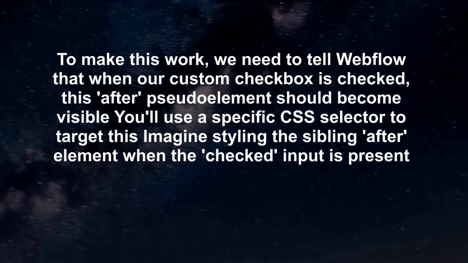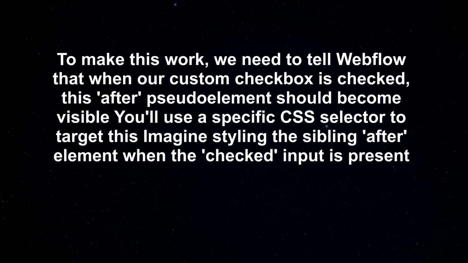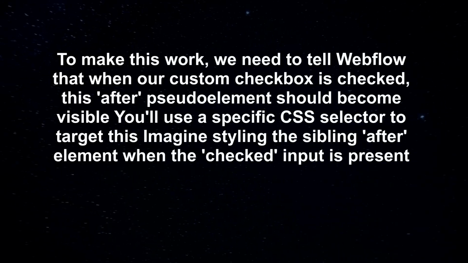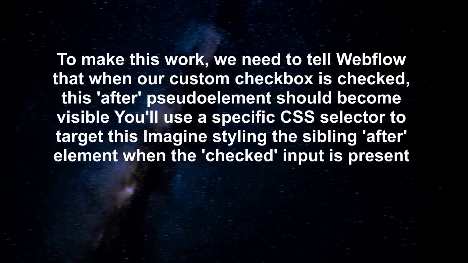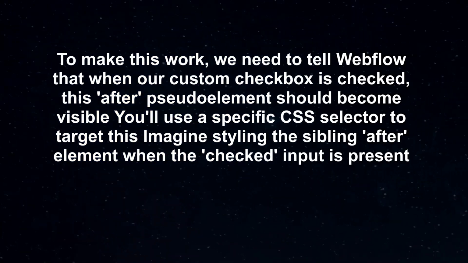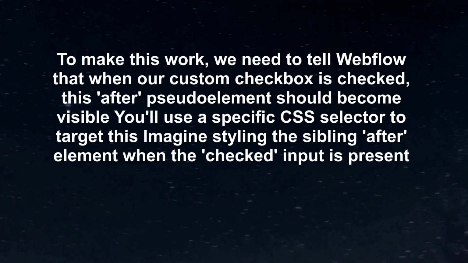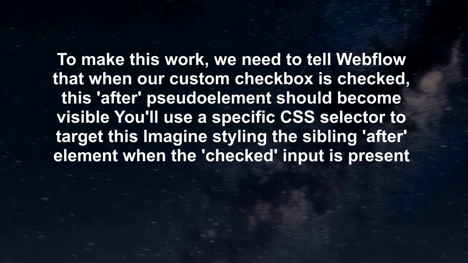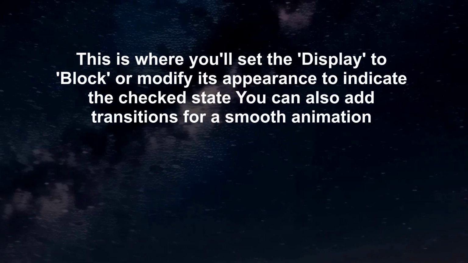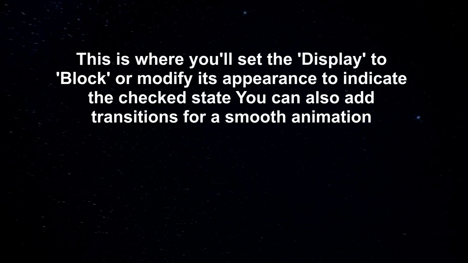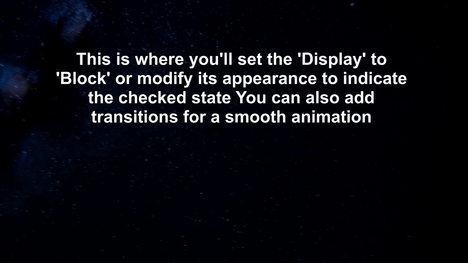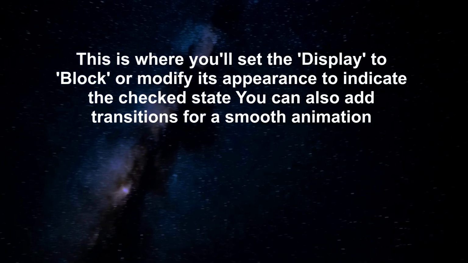To make this work, we need to tell Webflow that when our custom checkbox is checked, this after pseudo-element should become visible. You'll use a specific CSS selector to target this. Imagine styling the sibling after element when the checked input is present. This is where you'll set the display to block or modify its appearance to indicate the checked state. You can also add transitions for a smooth animation.